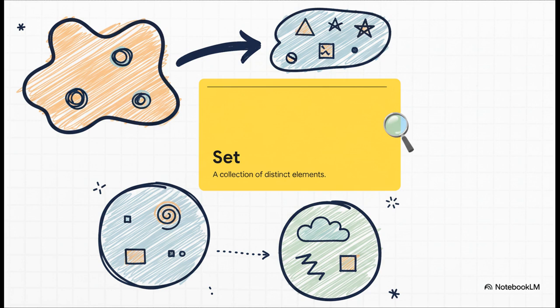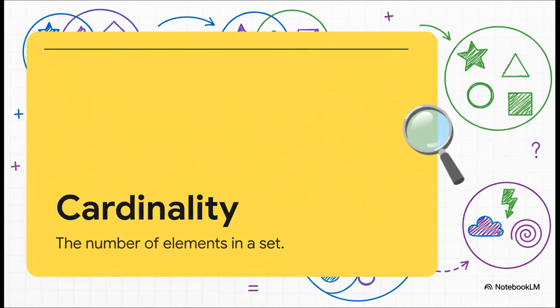No repeats allowed. Okay, so once we've got our container, our set, we'll probably want to know how many things are inside, right? That's where cardinality comes in. It's really just a fancy word for counting the number of elements in a set. So if your set of primary colors has red, yellow, and blue, its cardinality is 3. It's as simple as that.